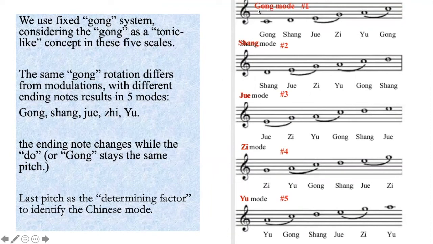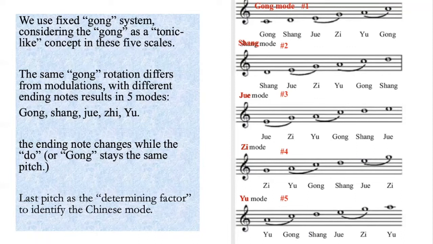Gong means tonic-like. I use tonic-like because it's not the tonic in Western music. It is different from the Western tonic. That's why I use tonic-like. So we consider gong as the tonic-like concept in these 5 modes.